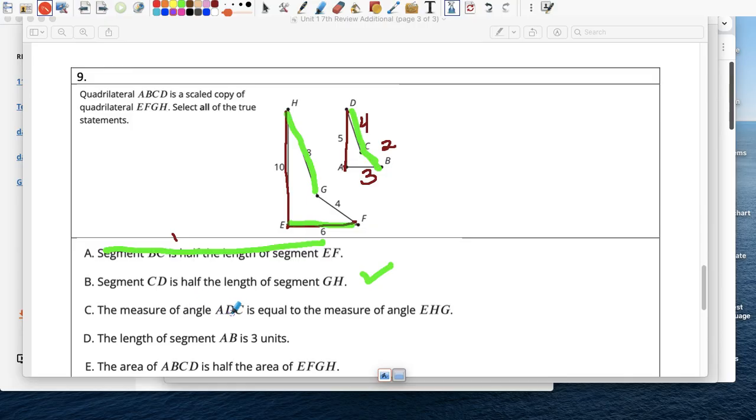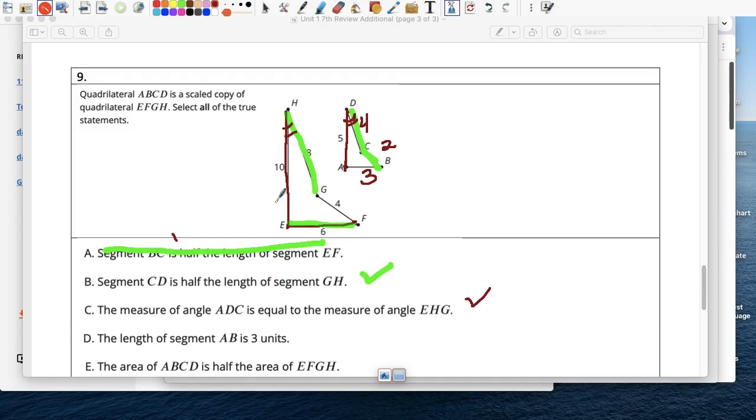The measurement of angle ADC. Angle ADC, where are you? ADC is this angle right here, and it is equal to the measurement of angle EHG. Where's EHG? That one is also true.